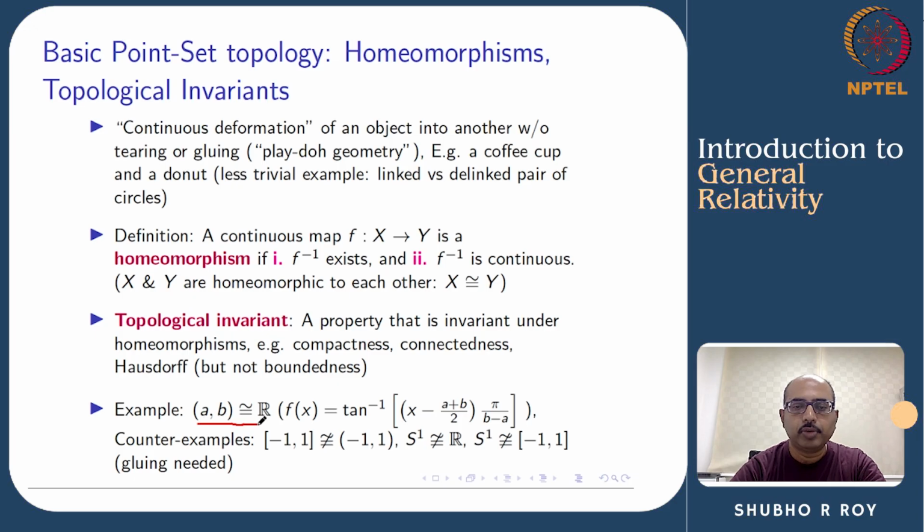First thing I wanted to prove or show is that the finite open interval (a, b) is homeomorphic to the full real line. How do you see that? Well, I write down a map, f of x. So x is any point in that open interval (a, b), and f of x takes you to the full real line.